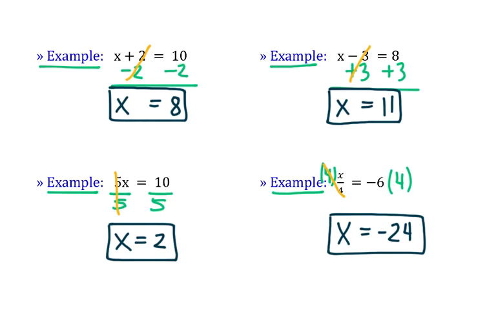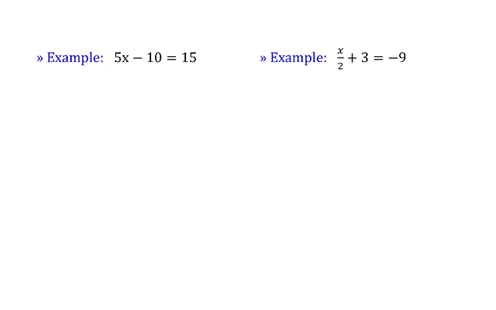So those are 4 examples just showing each of those little ideas in action. First, we saw undoing addition by subtraction. Second, we saw undoing subtraction by addition. Third, we saw undoing multiplication by division. And then we saw undoing division by multiplication. So let's put a few of these ideas together and try just 2 more.